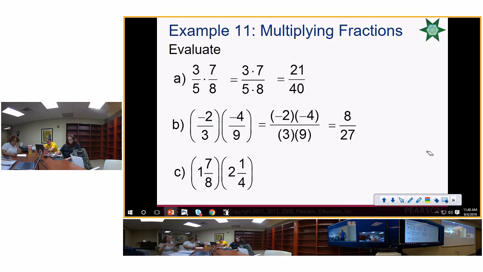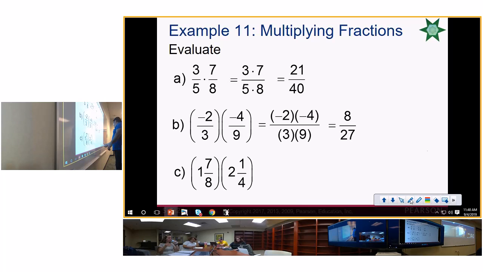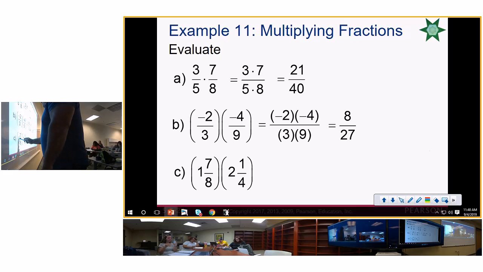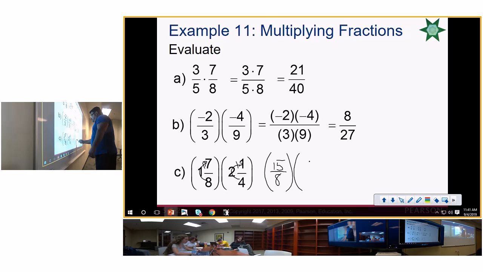So the first one, remember the big C? I told you to use the big C whenever you do impropers. So what's 8 times 1? 8 plus 7 is what? 15 over 8 times, what's 2 times 4? 8 plus 1? Okay.